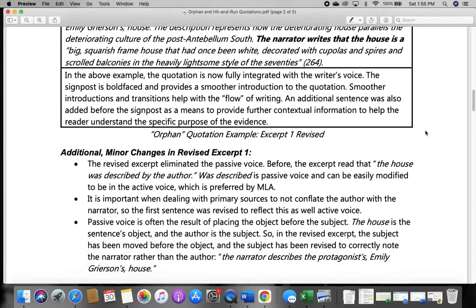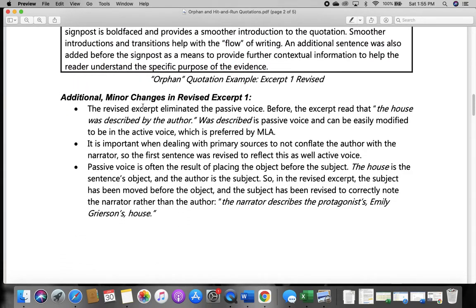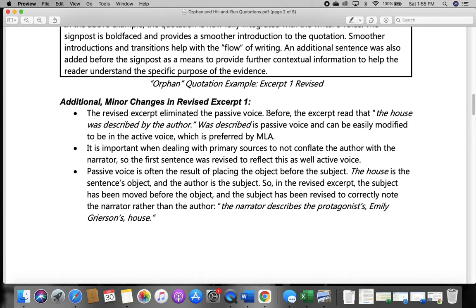Okay. And then I give some additional minor changes that I did. I said that I eliminated the passive voice, which I should do in my own writing. It's a long time frustration that I have with my own writing. And I explained what that means. Again, I say here what I said before, don't conflate the author with the narrator.